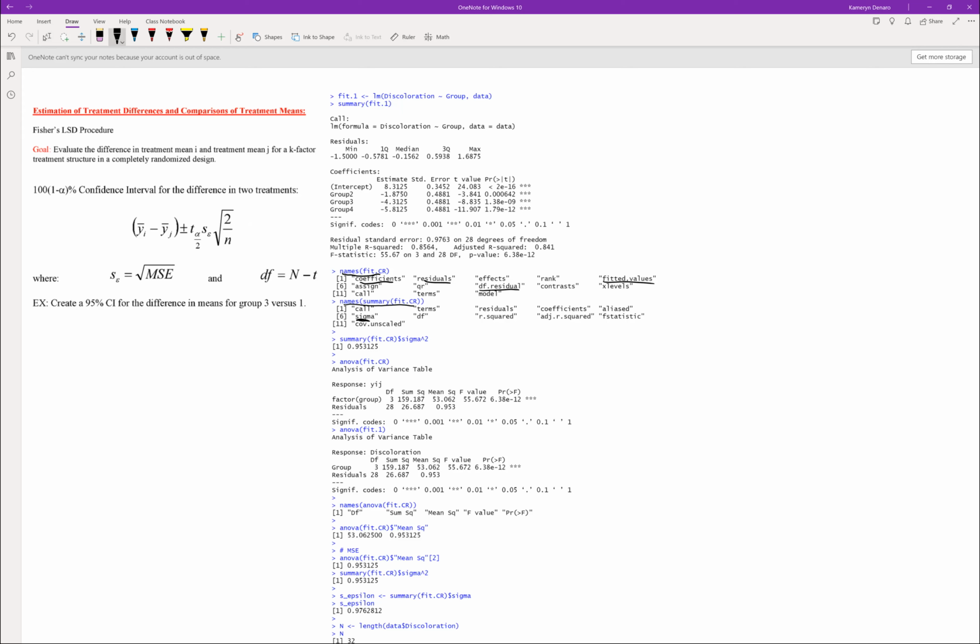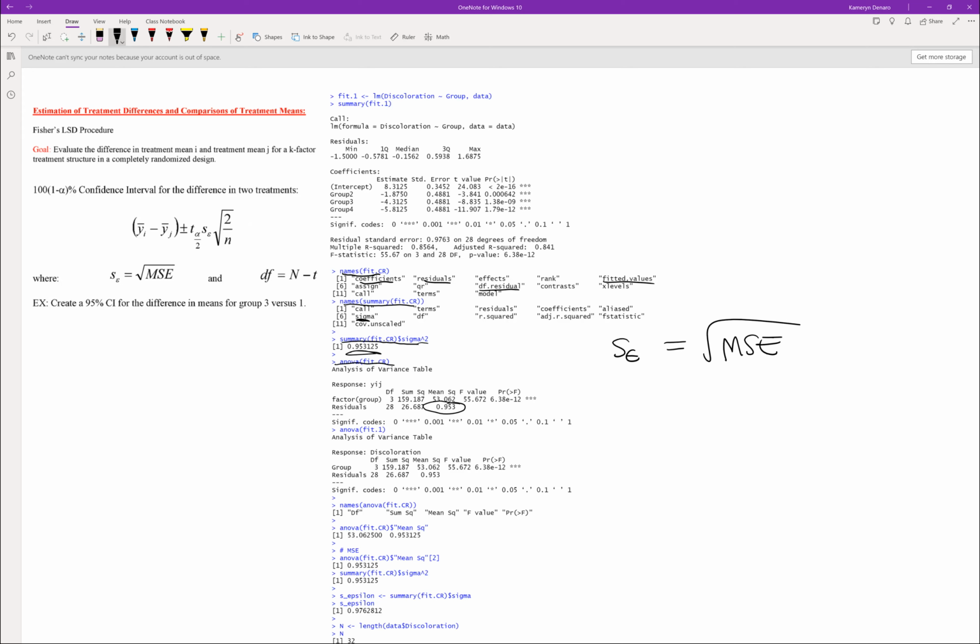We know that S epsilon squared is equal to the mean squared error. So if we look at the ANOVA table for fit.cr, we see that the mean squared error is 0.953. And remember, S epsilon is equal to the square root of MSE. So we're just going to double check: is the summary of fit.cr$sigma squared equal to the MSE? And it does. That is fantastic, because that means we can pull off that sigma and have an estimate of S epsilon.